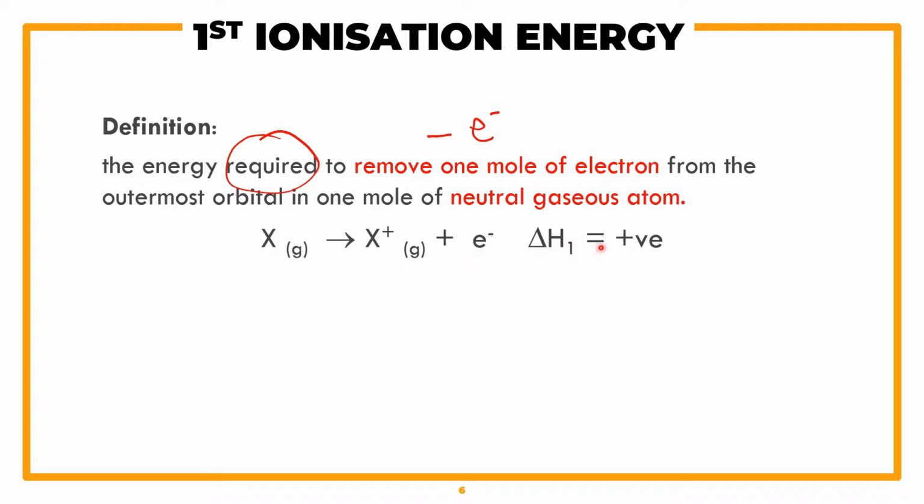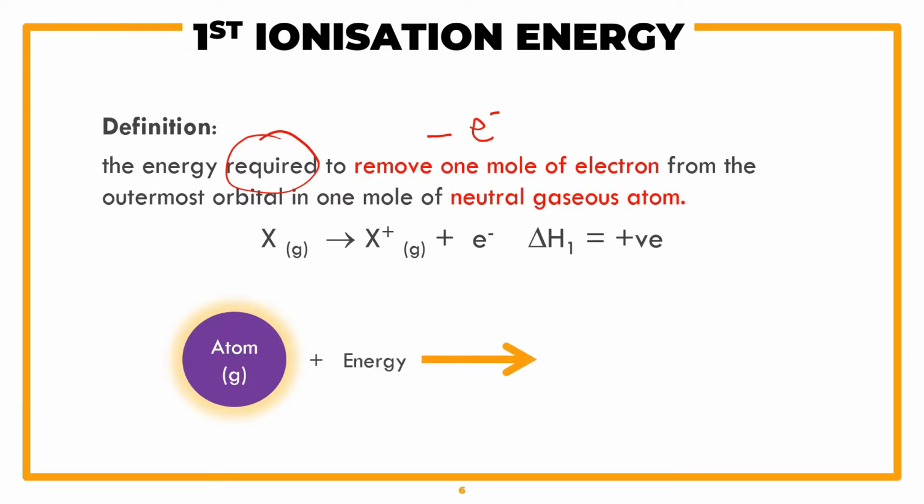And the enthalpy of the reaction is positive. So this positive value menunjukkan bahawa energy is required for this process to occur. So in order to remove 1 mole of electron, we need to supply energy for this gaseous atom so that electron can be removed from the neutral atom. So here is the gaseous atom. By supplying the energy, this atom can simply remove its 1 mole of electron to form the cation and electron.